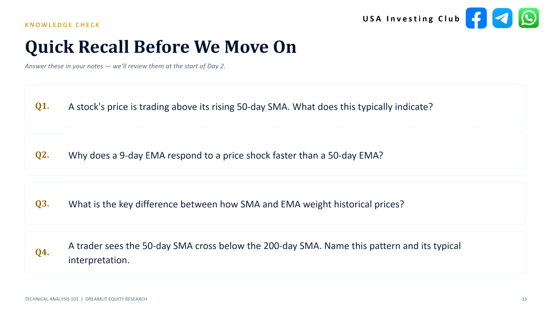Question 1. A stock's price is trading above its rising 50-day SMA. What does this typically indicate? Question 2. Why does a 9-day EMA respond to a price shock faster than a 50-day EMA? Question 3. What is the key difference between how the SMA and the EMA weight historical prices? Question 4. A trader sees the 50-day SMA cross below the 200-day SMA. Name this pattern and state its typical interpretation.